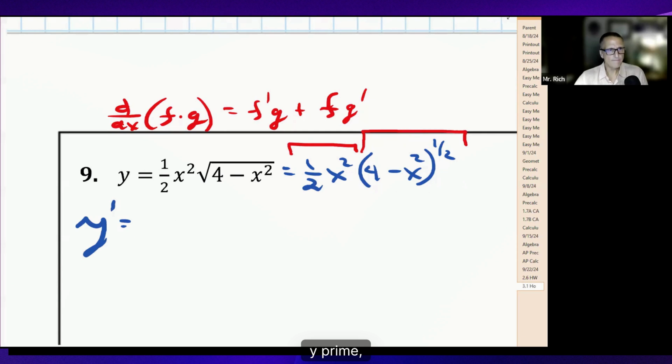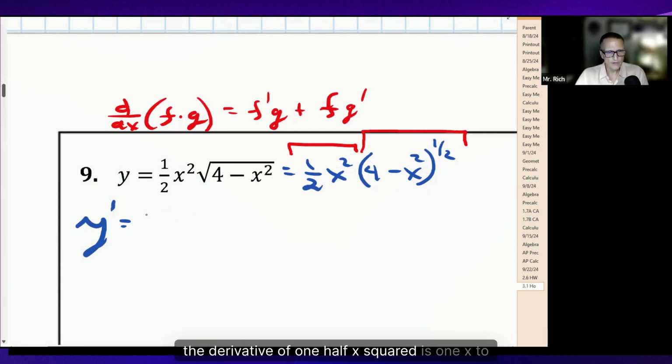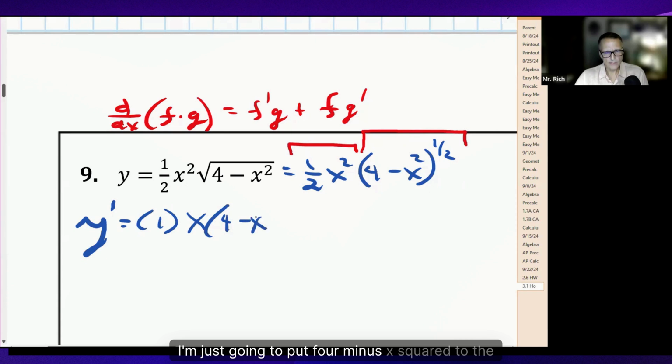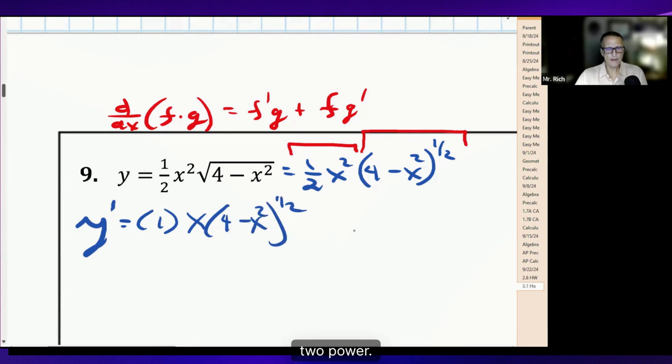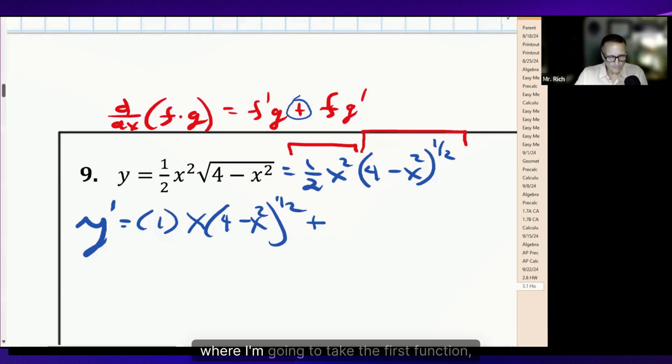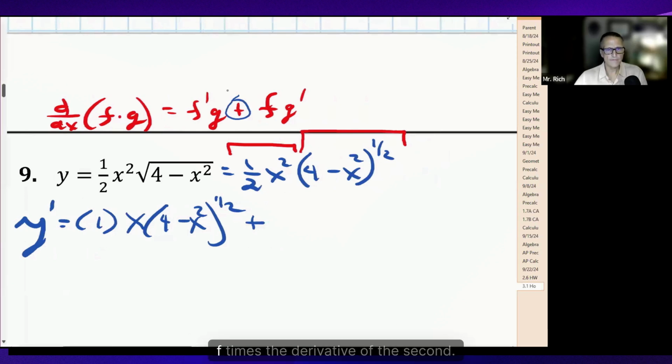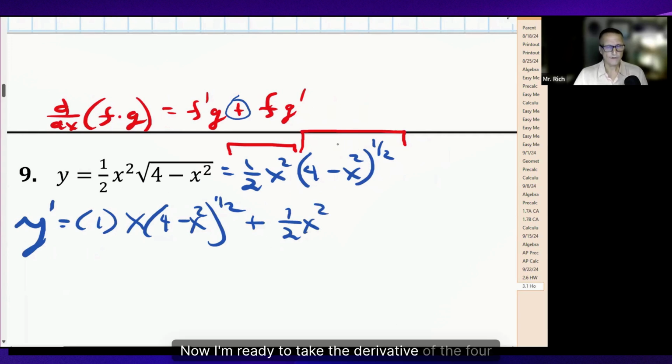So y prime, the derivative, is the derivative of the first. Well, the derivative of 1/2 x squared is 1 x to the first power times the second. So I'm just going to put 4 minus x squared to the 1/2 power. Then there is a plus in the product rule. So now I'm ready to move to the second part where I'm going to take the first function f times the derivative of the second. So this gives me 1/2 x squared. Now I'm ready to take the derivative of the (4 minus x squared) to the 1/2.